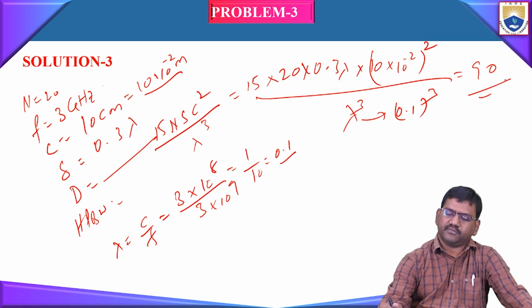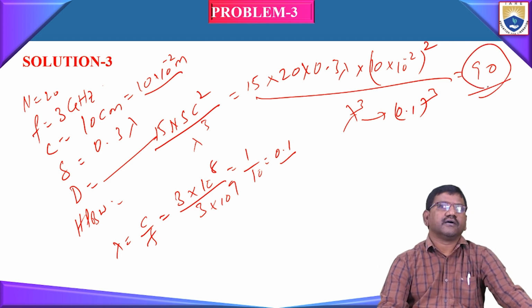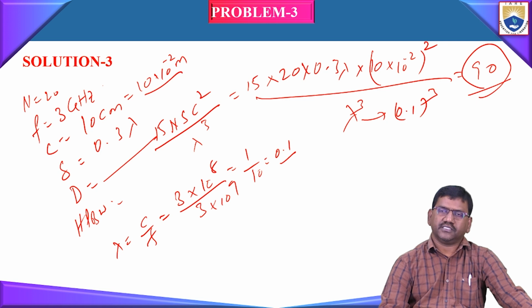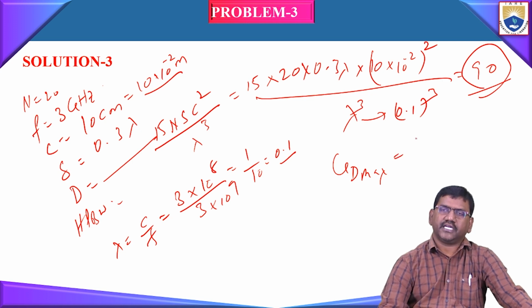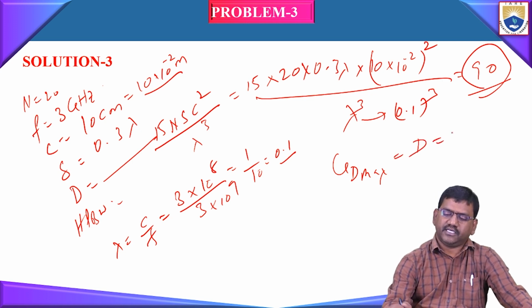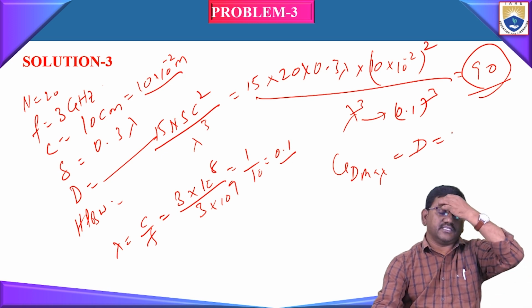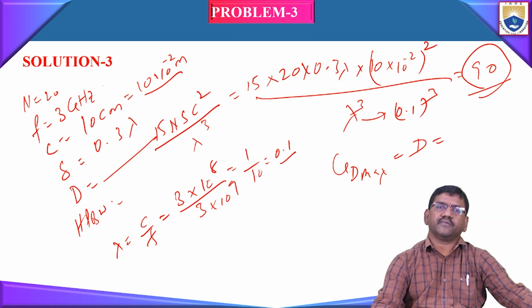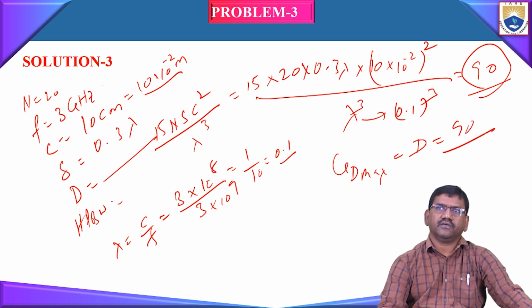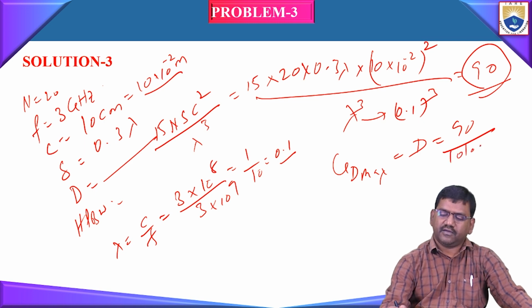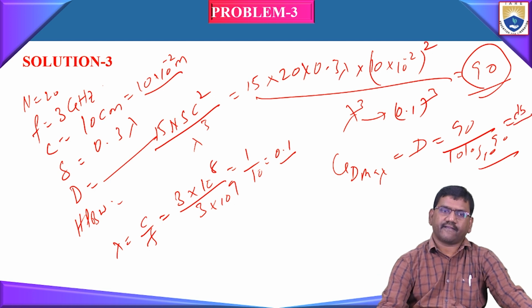This is the decimal value, and you can also convert it into decibels. GD is nothing but GD max. The maximum directive gain is known as directivity, which is equal to 90. So this is the decimal value. You can also convert this directivity value into dB by computing 10 log 90 base 10, and then we will get the value in dB here.